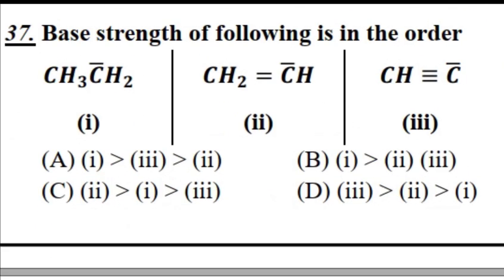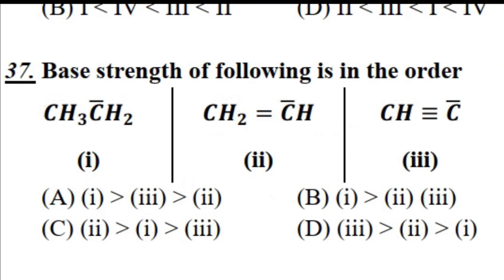The basic strength of the following. Okay, basic strength meaning behaving as a good base. If it is a good base, it should be unstable, and being unstable, I want it to react faster. We saw this example before. This is sp carbon, sp2 carbon, sp3 carbon.